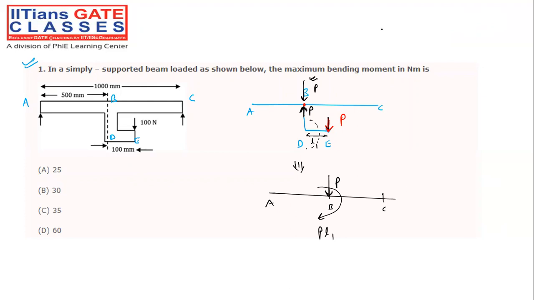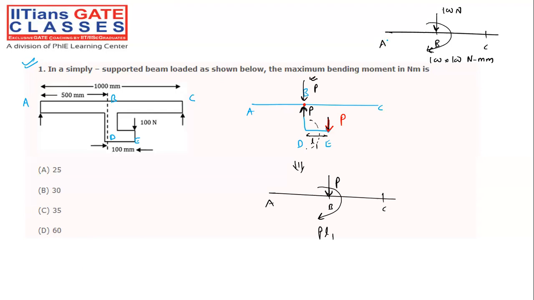So what is the actual diagram? The actual diagram will be A, B, C. That means our load will be P, that is 100 Newton. P into L1 means 100 into 100 Newton mm, right? So this is nothing but, my dear friend, our type 2 problem where we are shifting the load from any member to the original member, that is the ABC member. And they are asking what is the maximum bending moment.